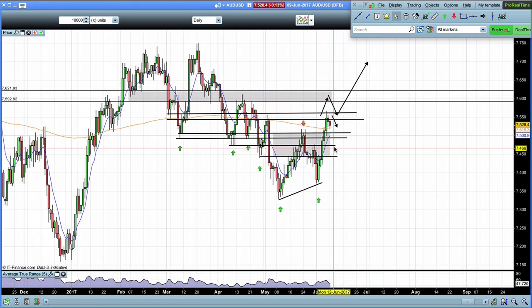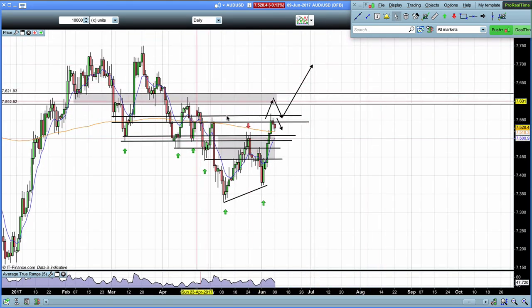continuation once again. So although we have resistance, key resistance levels going into next week, the preference for me at least remains buy positions until we really get up into this level right here.